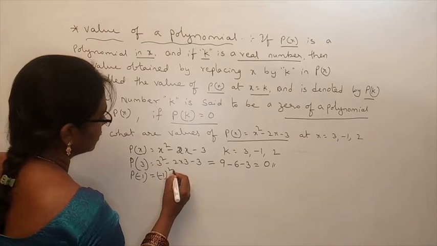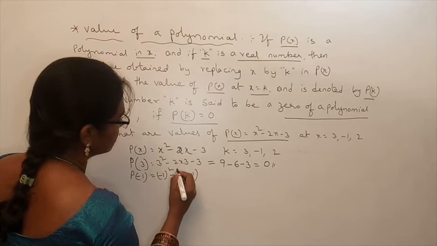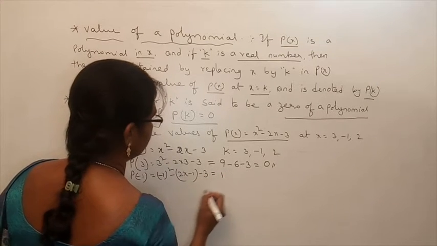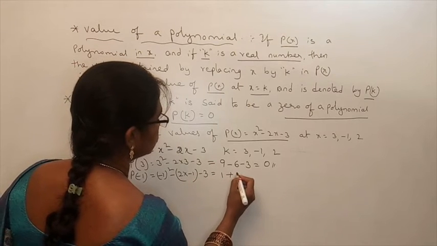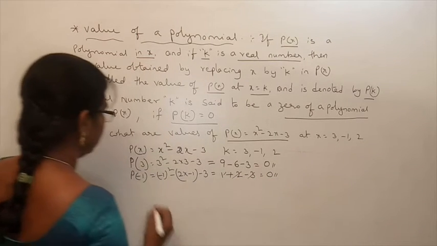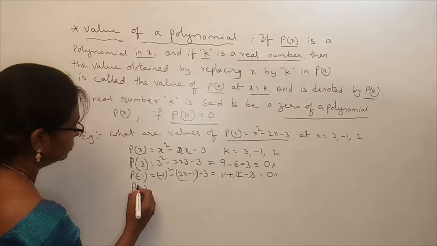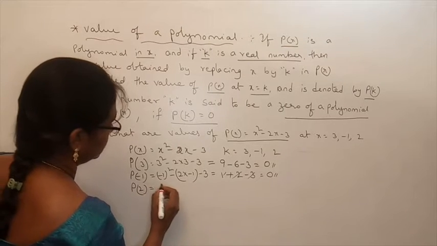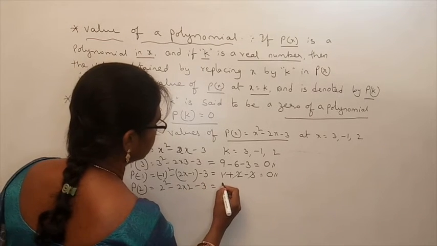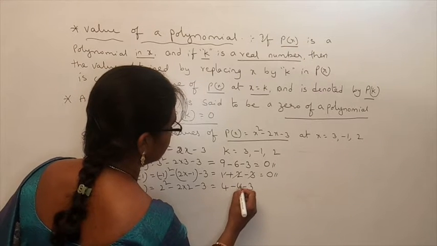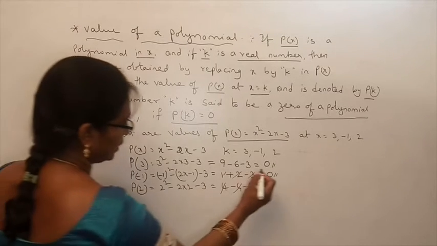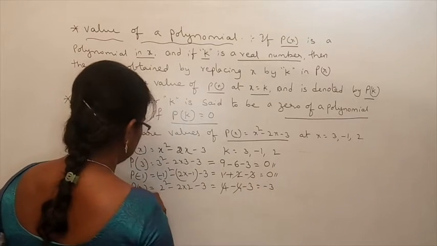Next, p of minus 1. Minus 1 whole square minus 2 into minus 1 minus 3 is equal to 1 square means 1, minus into minus plus 2 ones are 2, minus 3. Then all will cancel, you will get 0. Next, p of 2. 2 square minus 2 into 2 minus 3. 2 square 4, 2 2s are 4, minus 3. 4 and 4 will cancel, you will get minus 3. Then what are the values? p of 3 is 0, p of minus 1 is 0, then p of 2 is minus 3.